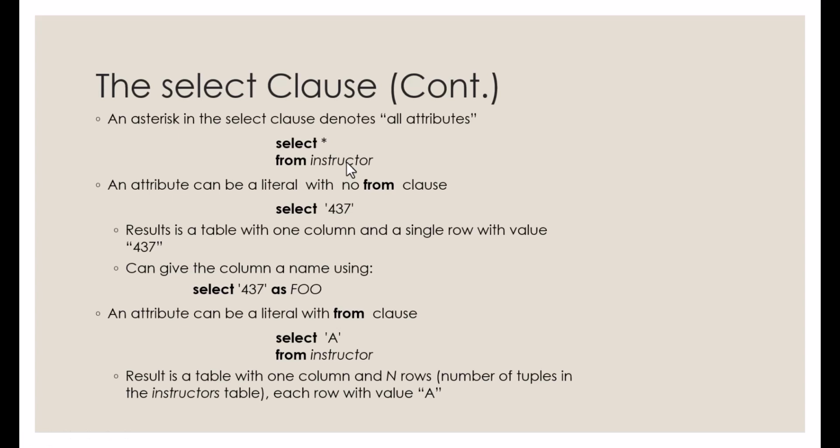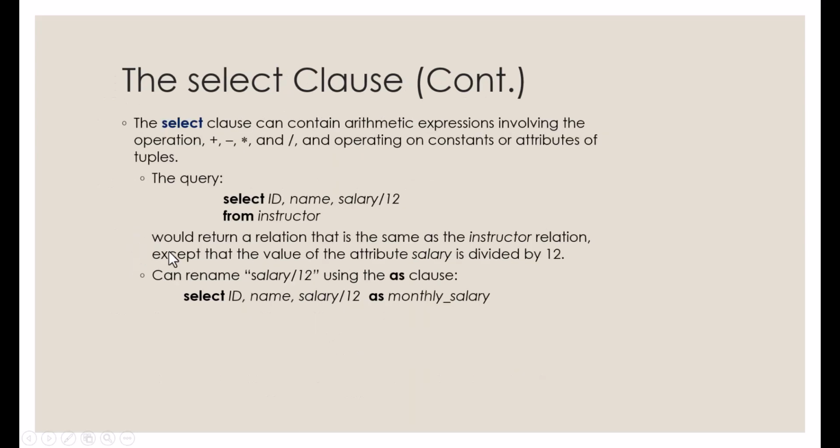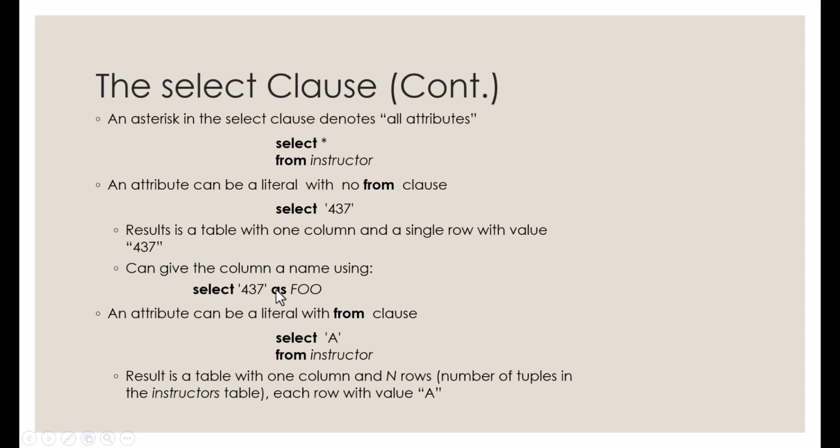Okay, you can also have a literal in the select clause, so select 437 is an option. The result is a table with just one single column and one row, and that will have the value 437. You can rename this by using the keyword as. So select 437 as food. So you can give a name to this column.